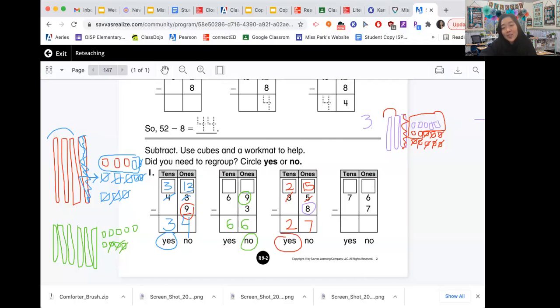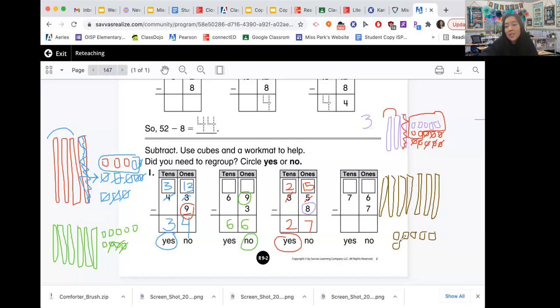Last question. 76 minus 7. How many 10s are in 76? 7. 1, 2, 3, 4, 5, 6, 7. Very good. How many ones do we have in the number 6? I'm sorry, 76. 6. 1, 2, 3, 4, 5, 6.